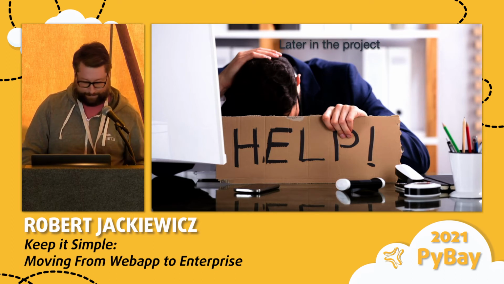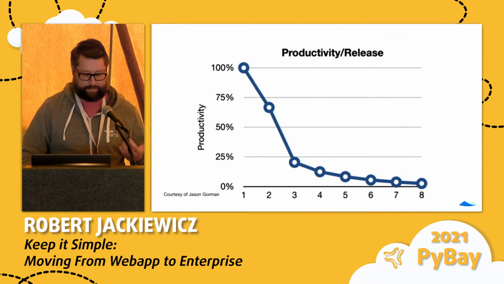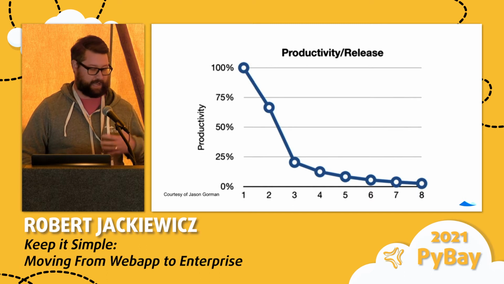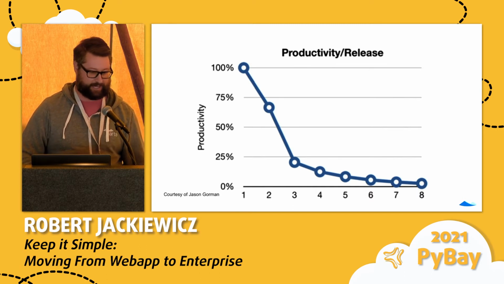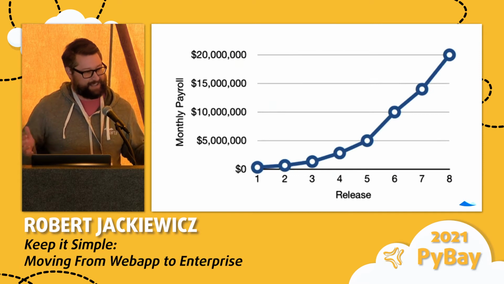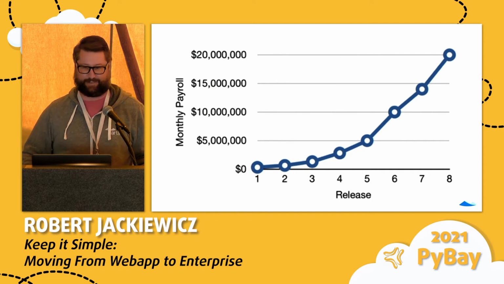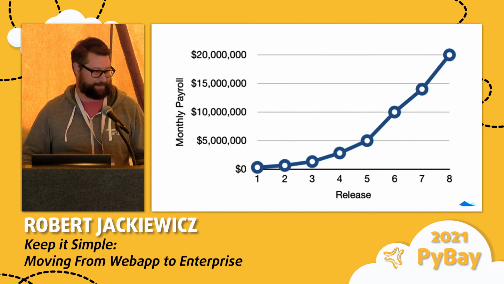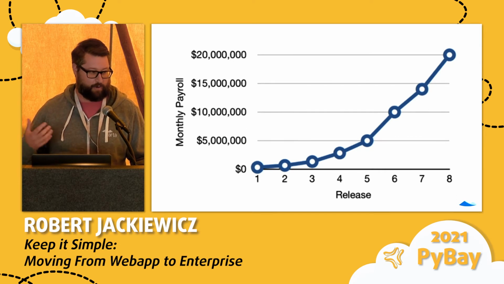We need help. And basically, these are some slides from Jason Gorman. As a project continues on, productivity just plummets in a lot of projects. And guess what? The cost skyrockets in payroll, and this is very unsustainable. This kills companies. This is something that you need to keep in check, and it's all about developer velocity. We want to maintain developer velocity over time.